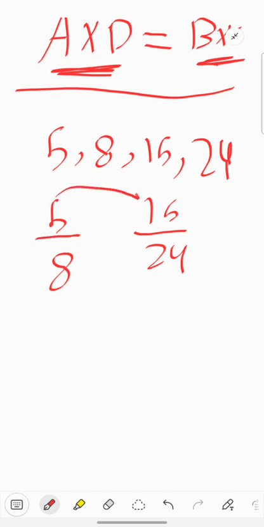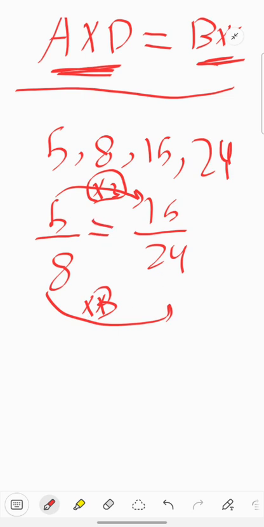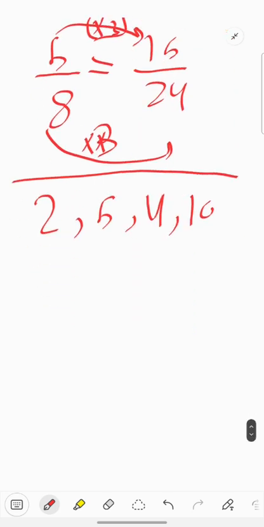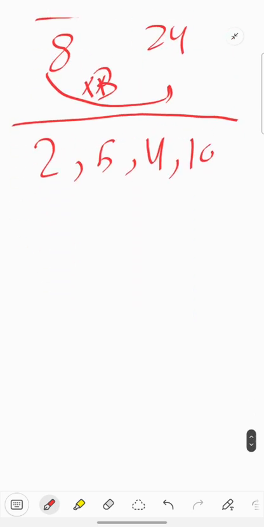So 5 becomes 15 by multiplying by 3, so we need to multiply the denominator by 3. And 8 times 3 equals, of course, 24. So the two ratios are proportional and equal. Next example, you can pause the video and check the answer after you check.